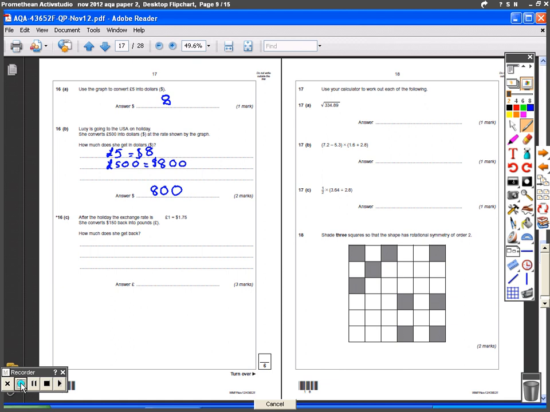Okay, question 16c. After the holiday, the exchange rate is £1 is every $1.75. She needs to convert $150 back into pounds. Well, if I was going to turn pounds into dollars, I would multiply by 1.75, and if I was going to convert dollars to pounds, I would need to divide by 1.75. So, of course, we're converting her $150 back into pounds, so therefore I need to divide by 1.75.